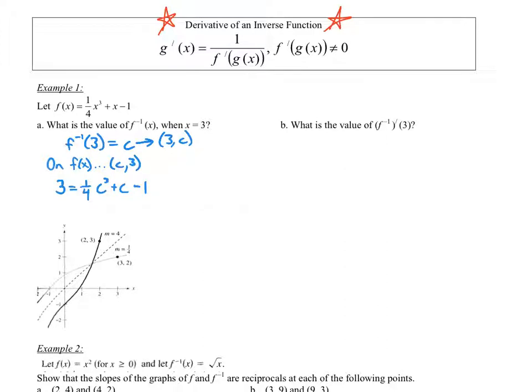I'm going to get rid of the 1/4 first of all, and also get it equal to 0. So if I subtract 3, I have a minus 4. If I multiply everything by 4, that's going to give me 0 equals c cubed plus 4c minus 16. And then we got to figure out how to solve that somehow. Okay. It's a cubic. Alright, so how do you propose we solve that equation?